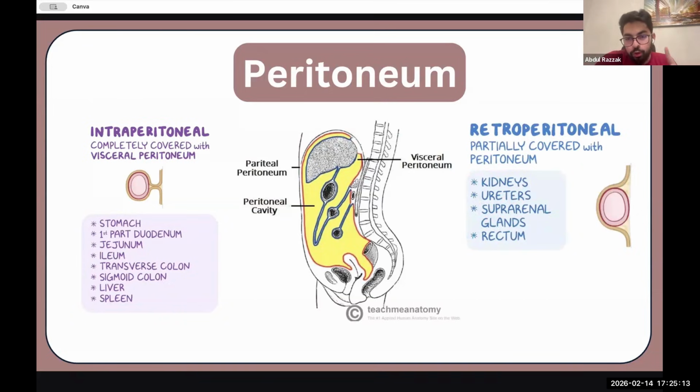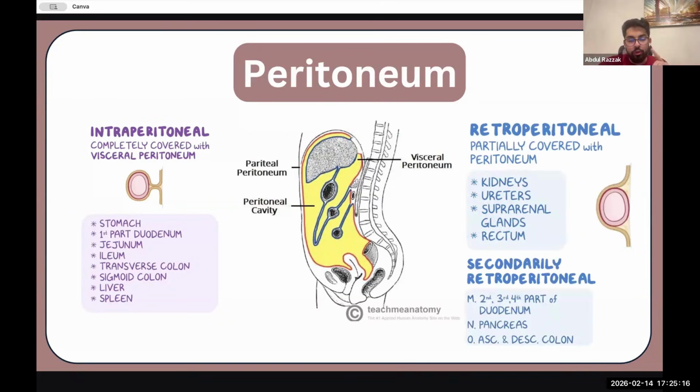The third group of organs are called secondary retroperitoneal organs, and these are organs that, during developmental age, like fetal life, used to be intraperitoneal, but then as the person grew, they became retroperitoneal. Anatomically, if you're looking at them now, they are retroperitoneal, just like all of these. However, embryologically, they used to be intraperitoneal. These include the second, third, and fourth parts of the duodenum, the pancreas, and the ascending and descending colon.